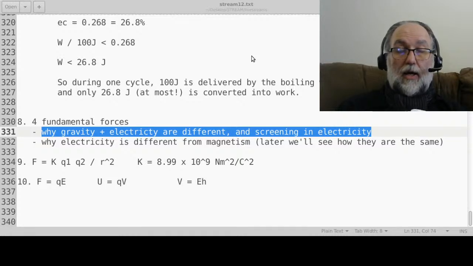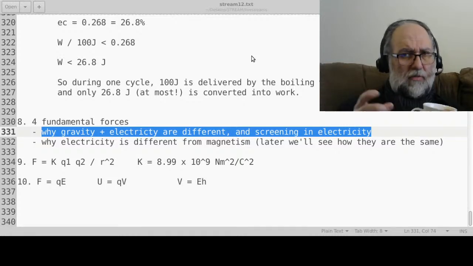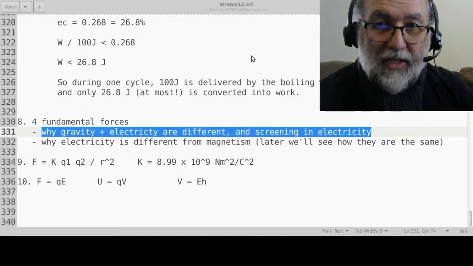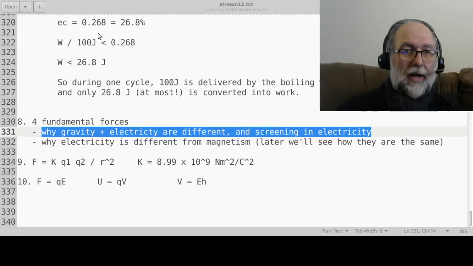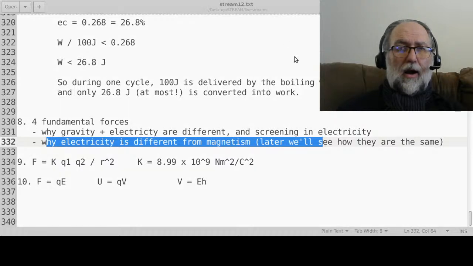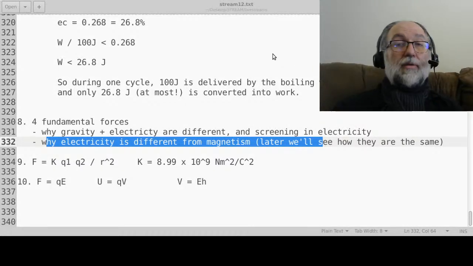The weak nuclear force and the strong nuclear force are also both attractive and repulsive. And so gravity is unique that way. Even though it's the weakest, it's the one that builds up and holds the entire universe together.